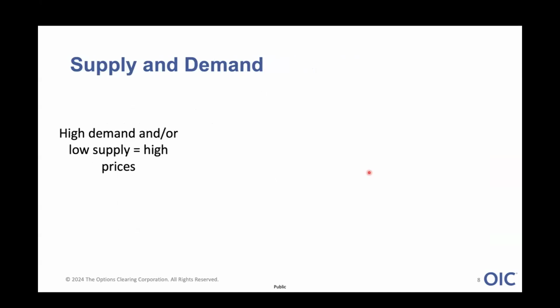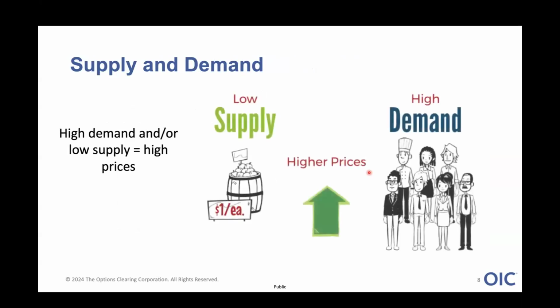So supply and demand. This is going to be a little Econ 101. Simply put, option prices are no different than any other product out there. If you have high demand chasing a lower supply, you're naturally going to result in higher prices. If you have a lot of people in the market and they all want apples and there's a very low supply, well, they're going to bid up the price of apples. And in this case, apples end up getting bid up to about $1 a piece.